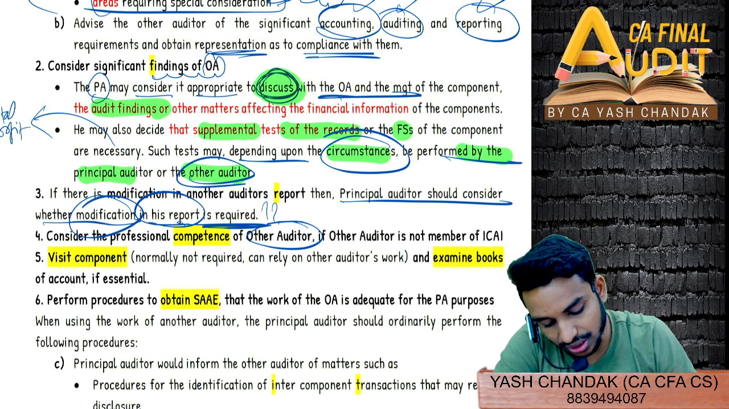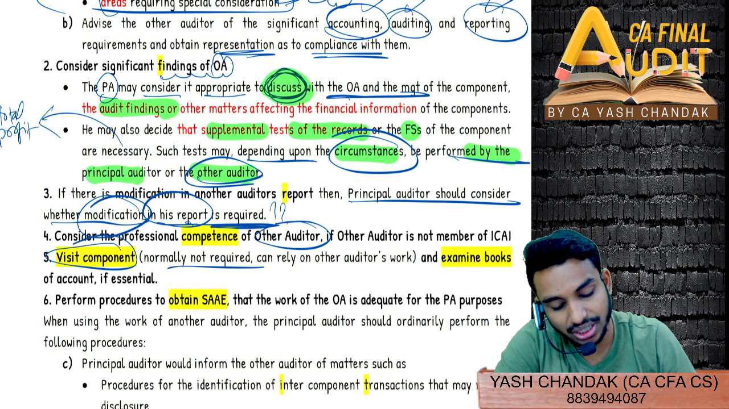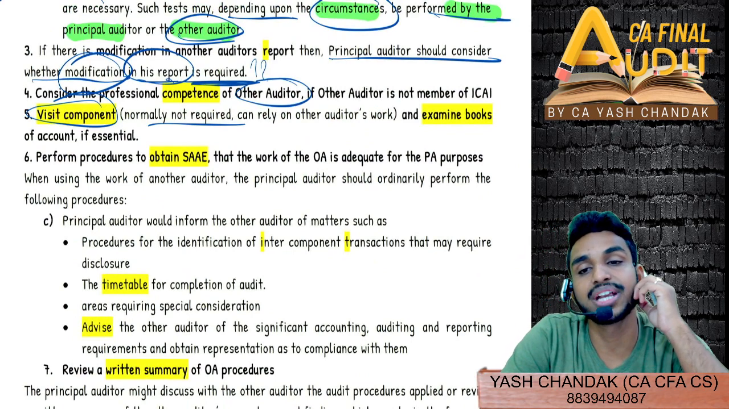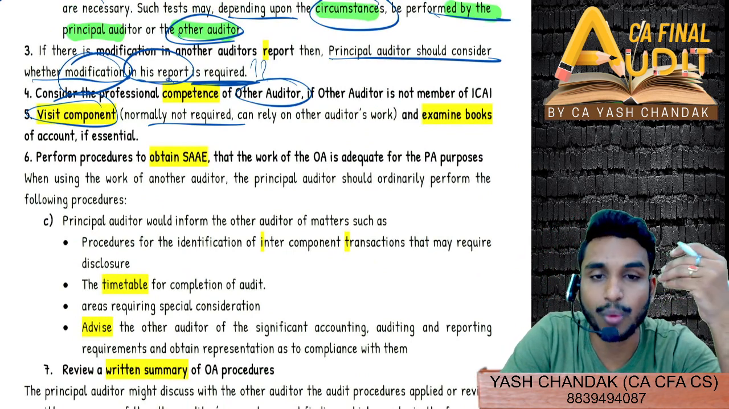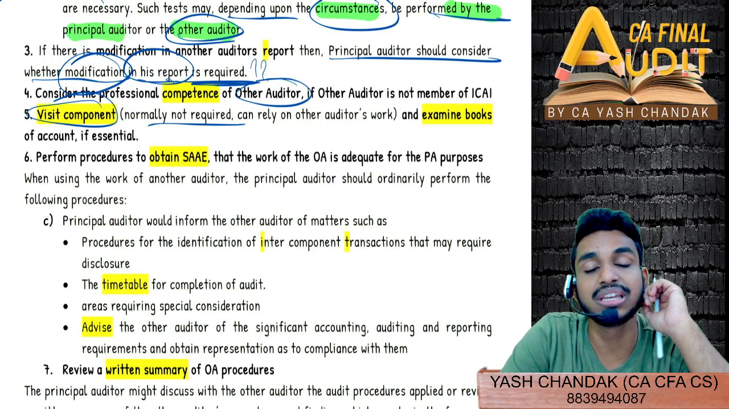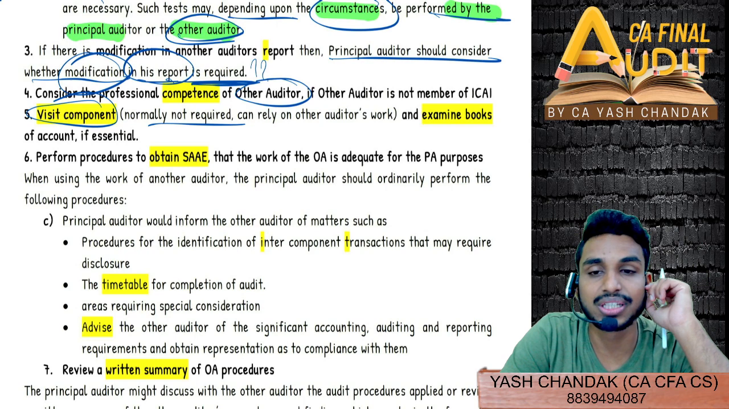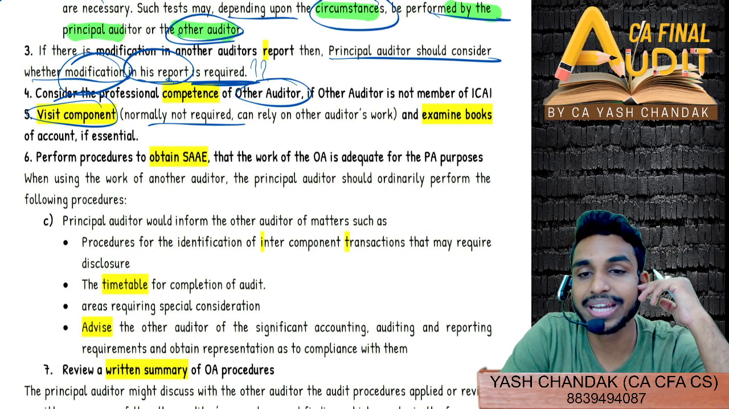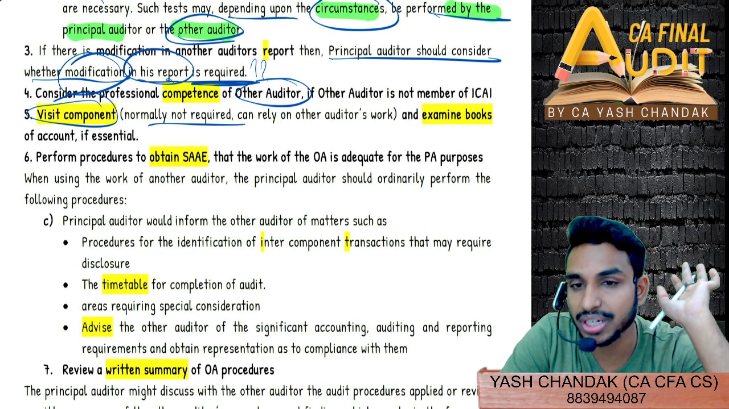Now then you'll visit the component, because generally you won't get an idea about the component just by sitting in the head office, right? So you can visit the component if it is required. If you really need to examine the books of account, if it is really essential, then you can visit the component and examine books of account, whatever you want. That can be carried out as an audit procedure as per SA 600 only.